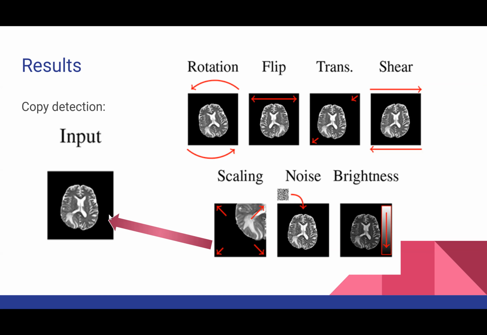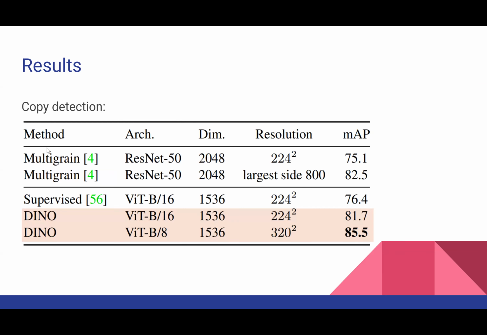Out of maybe thousands or millions of input images. So when they scored that, we can see we have multiple methods: multi-grain, supervised, and Dyno. We have the architecture, the dimension, and the resolution. If we look at the resolution for 224 square, the best result is with the Dyno method. When using a higher resolution with multi-grain, they do get a better result. But with Dyno, when they also augment the resolution size, they end up getting the highest score out of all.